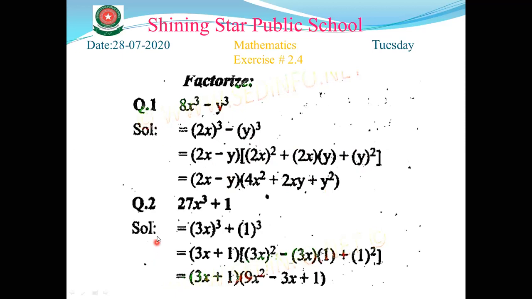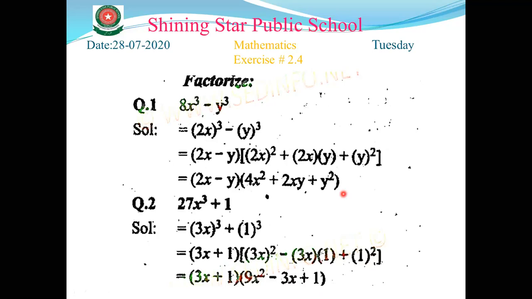Now let's start question number 2. 27 is the cube of 3, so (3x) cube plus 1 cube, a cube plus b cube. Now, a cube plus b cube is equal to a plus b into a square minus ab plus b square. Now, 3x plus 1 into (3x) square is 9x square, 3x multiply 1, 3x, 1 square is 1. Which is your required answer of question number 2.